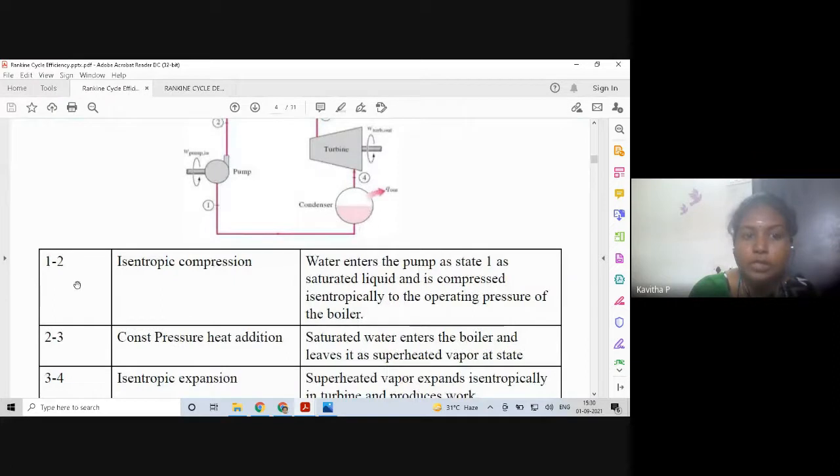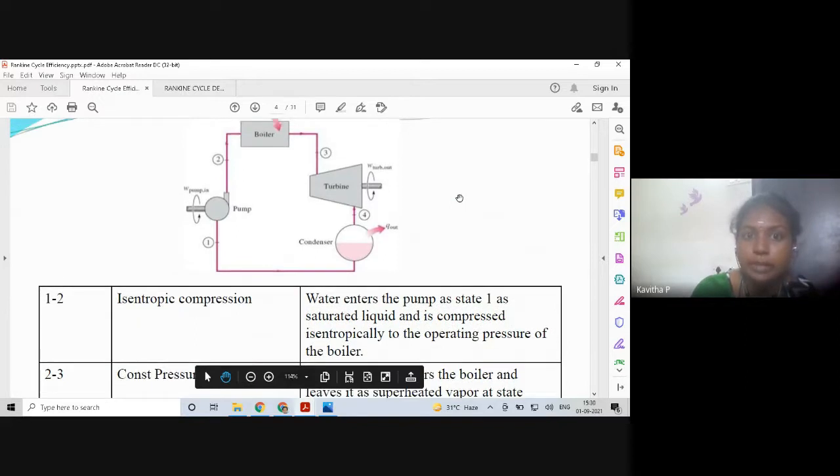In process 1 to 2, which is isentropic compression, water enters into the pump as a saturated liquid, and it is compressed. Compressed in the sense that the pressure of the water is increased to the equivalent of the boiler pressure. And in 2 to 3, it is constant pressure heat addition. The boiler, as we know, is operating at a constant pressure condition.